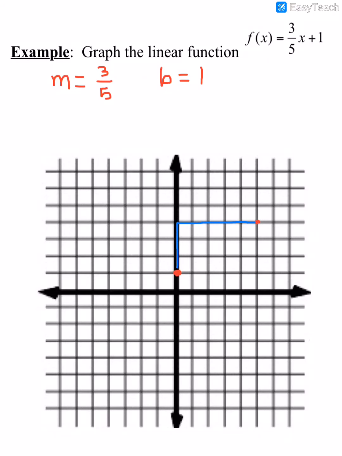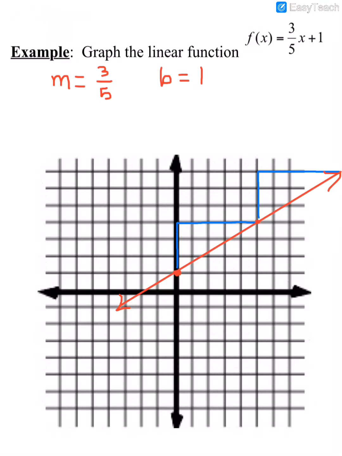And you can do that as many times as you want to. You could rise 3 and run 5 again. That kind of runs off of my graph, but if you wanted to do that, it'd be about right there. And then we just connect our dots. And always make sure that you put arrows on the end, because this is a line and a line keeps going. It doesn't stop. And that's how we draw a line using slope-intercept form.